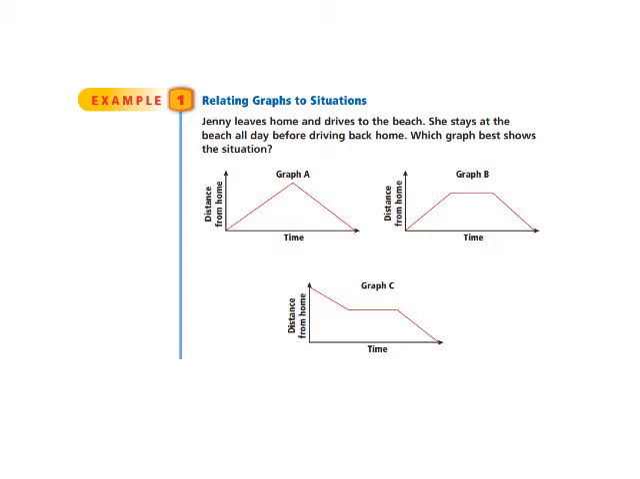Well, I notice all of these graphs are comparing time as an independent variable to distance from home as my dependent variable. So if she's leaving home, that's important information. That means she's starting from home. So the distance from home, if you're starting from home, is going to be 0. You're not any distance from home. This graph C is showing starting someplace other than home. So I know I can rule that one out.